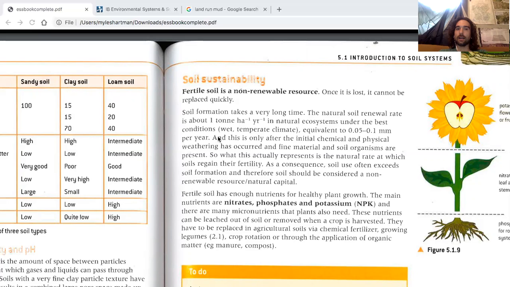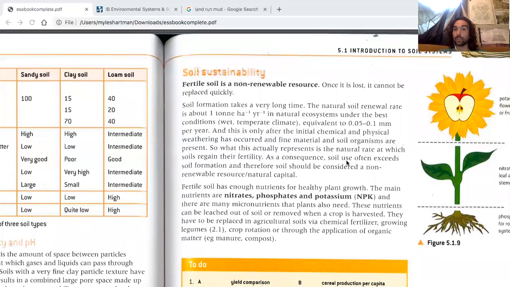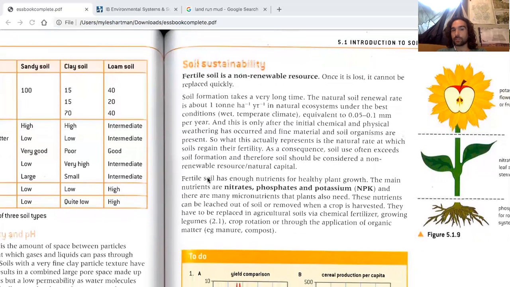And this is only after the initial chemical and physical weathering has occurred and fine material and soil organisms are present. So what this actually represents is the natural rate at which soil regains its fertility. As a consequence, soil use often exceeds soil formation. So we're using soil much quicker than it can be formed again. So soil should be considered a non-renewable resource.